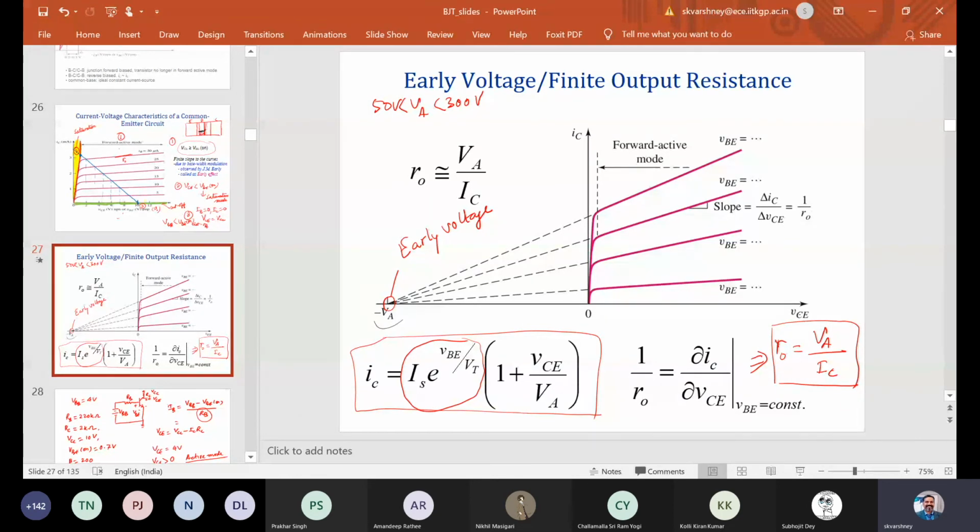Then the reason for why it is happening was connected to base width modulation, because the neutral base width W is changing, since your voltage is changing. So the width is getting modulated because of the change in voltage. Modulation means it has changed, that's all.